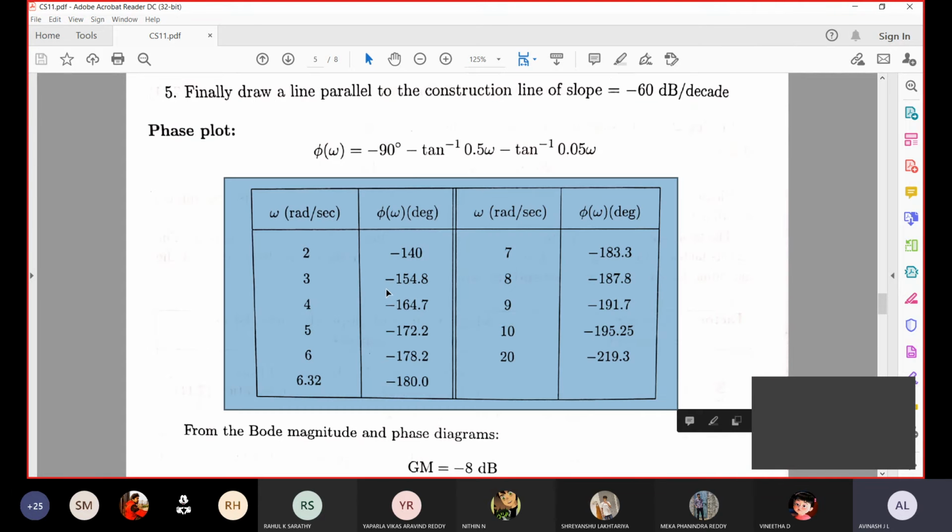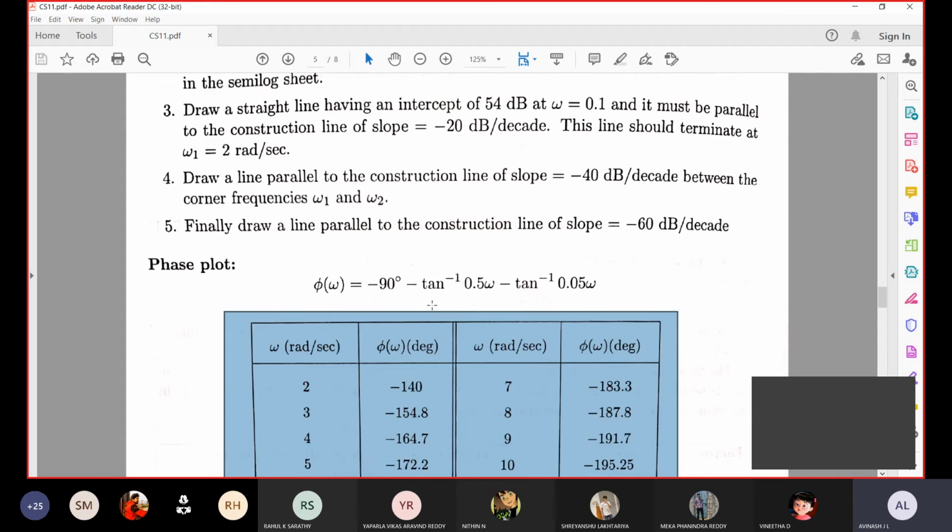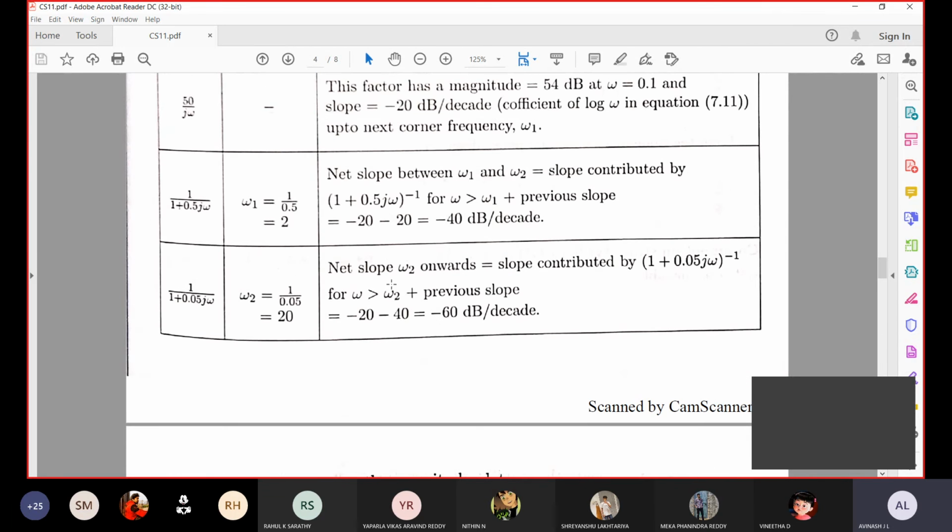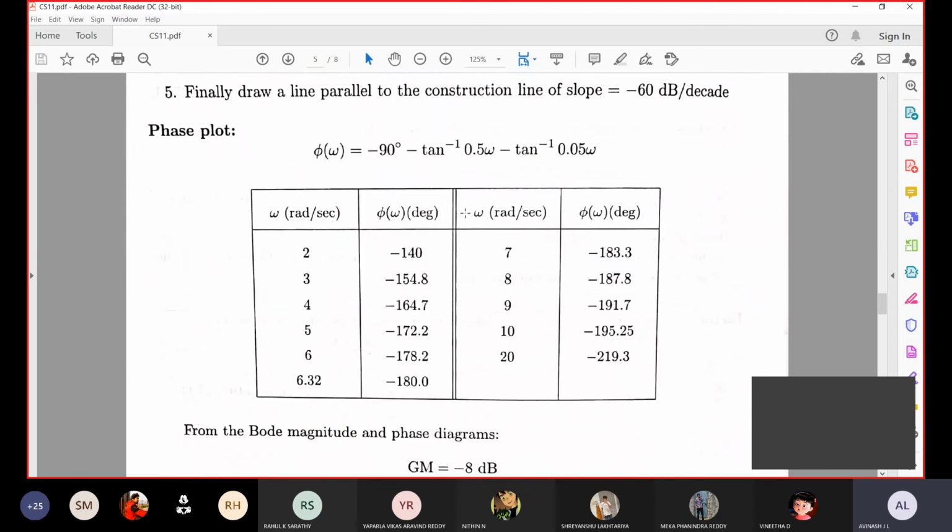In drawing the table, omega will be in one column and phi of omega will be in another column. So randomly we have chosen the values, up to 2 to 20. So we follow this particular process. What is the particular process? You see this, corner frequencies are there, no? So 2 to 20, this corner frequency we have chosen.